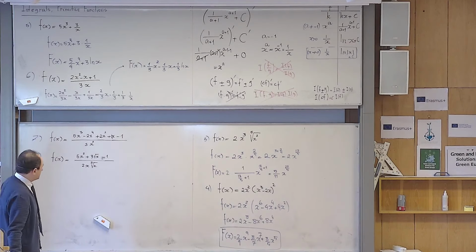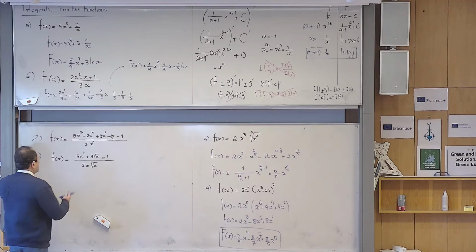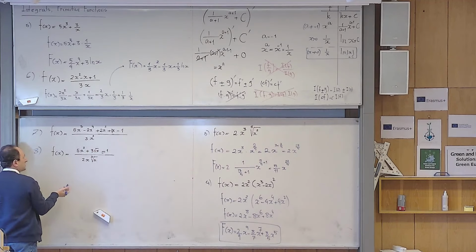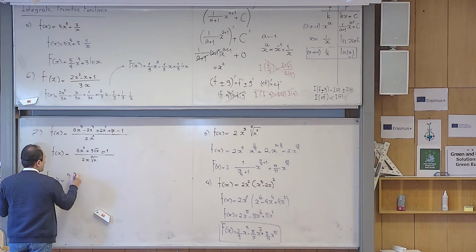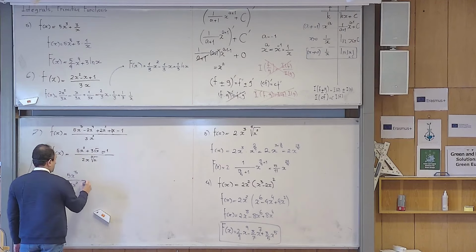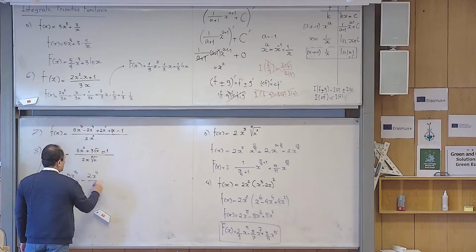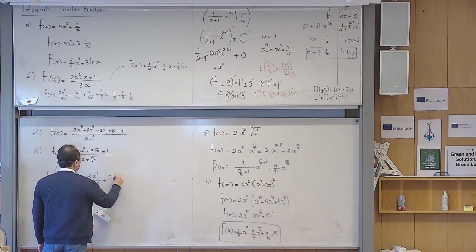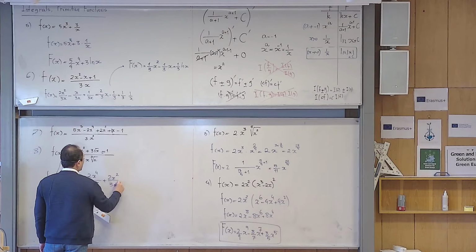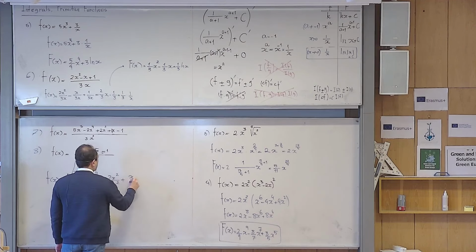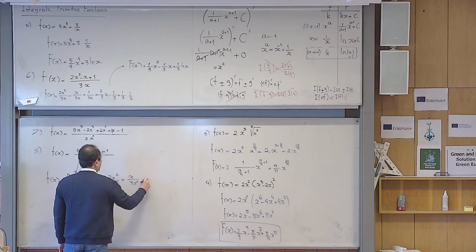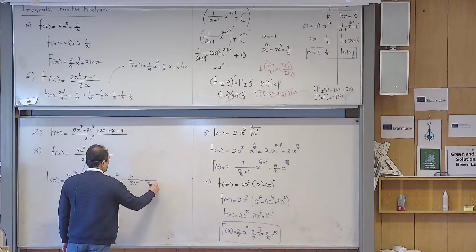So let us do the first one, number 7. I hope that you understand that this is more or less the same thing. So I will start adjusting the form. I would write 5x to the third divided by 3x squared. And then I have minus 2x for 3x squared. And then I have 2x squared over 3x squared. And then I have plus x over 3x squared minus 1 over 3x squared.